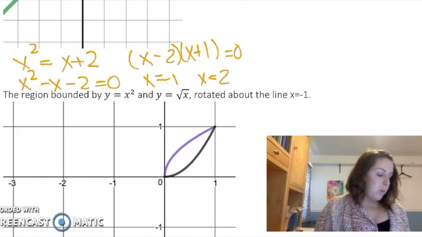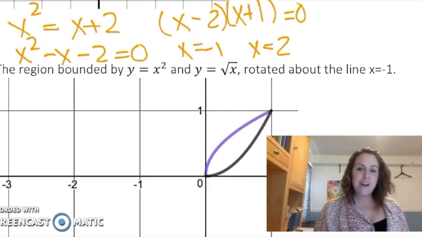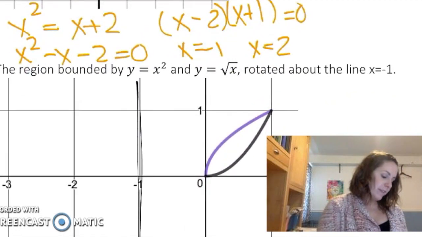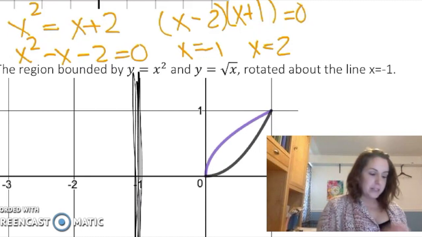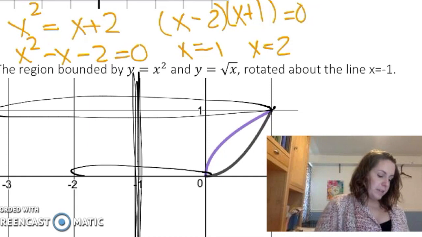All right, last one is this one, and now look where we're rotating. We're rotating around the line x equals negative 1, so we're rotating around this right here. So notice what this will look like now. This is going to rotate out to here. This is going to rotate to here.